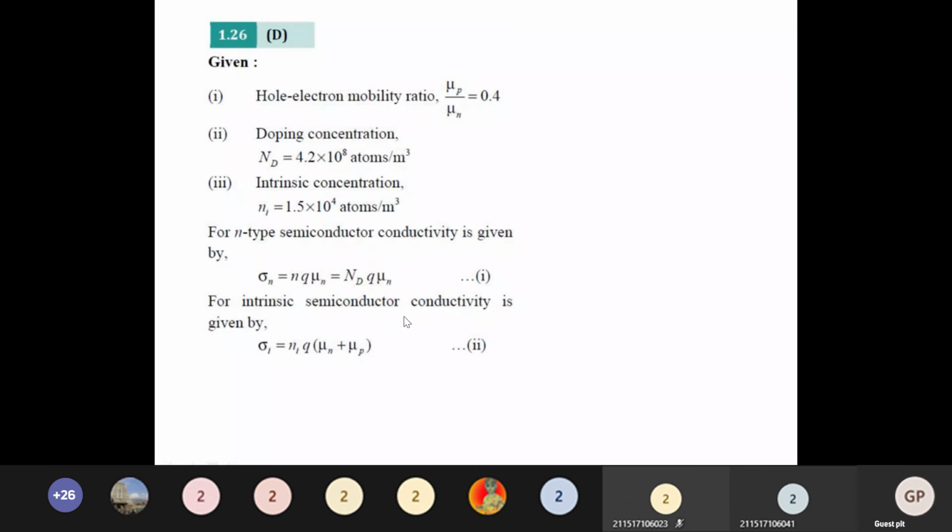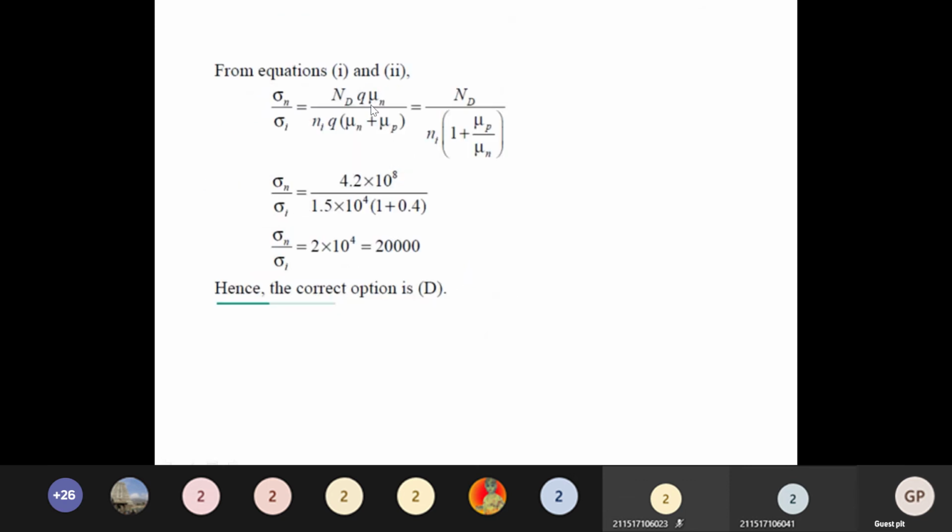Similarly, for the intrinsic semiconductor, sigma i equals ni into q. Intrinsic means we have to consider mu n plus mu p, which you already know. Intrinsic means a combination of electron and hole pairs, so both mobilities are considered. If you substitute for that ratio, sigma n divided by sigma i, and simplify, we get the formula like this. All these values are given in the problem itself, so we simply substitute them. The answer is nearly 20,000. So our option is option D.